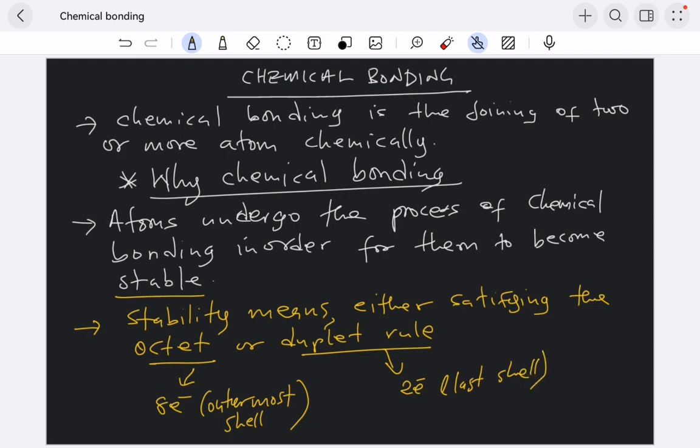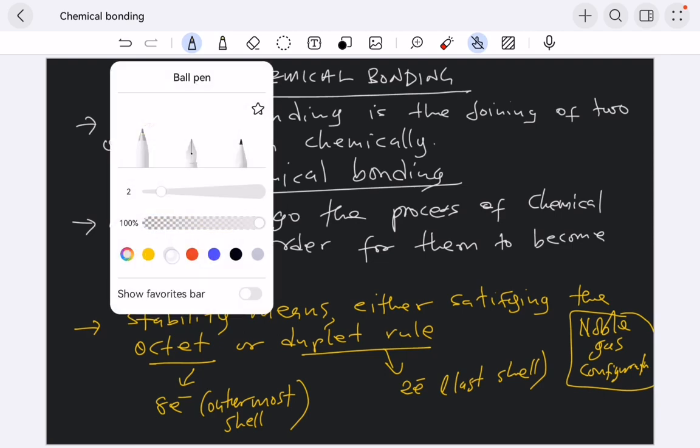So atoms will undergo the process of chemical bonding in order for them to have a noble gas configuration. So the whole idea of atoms undergoing the process of chemical bonding is for them to become stable. We're going to give more details to this. Then we have to know the types of chemical bonding that exists.